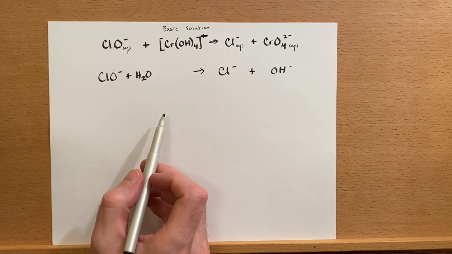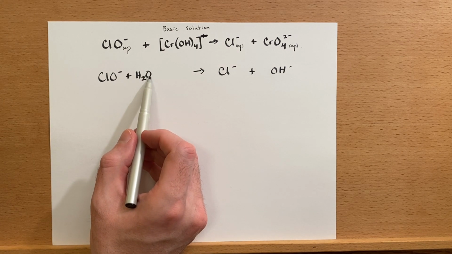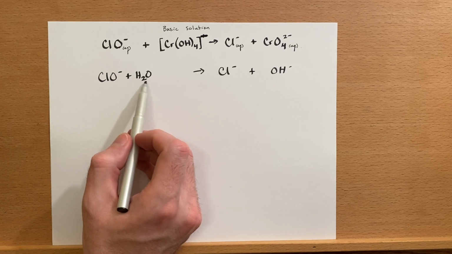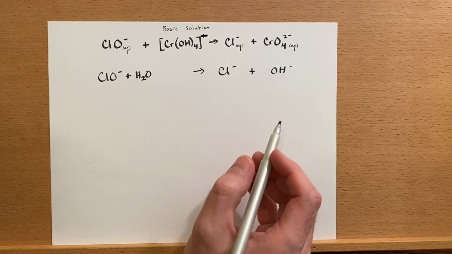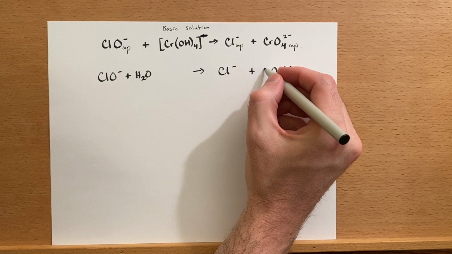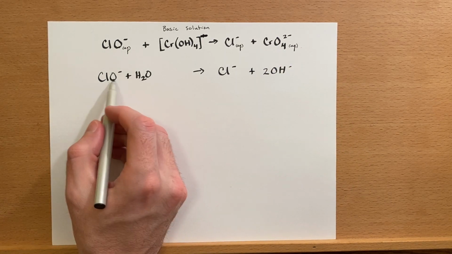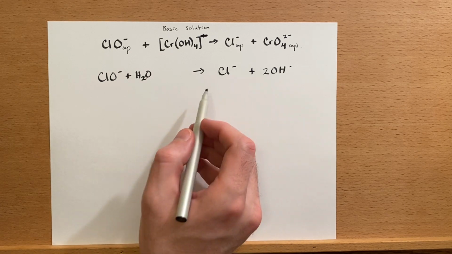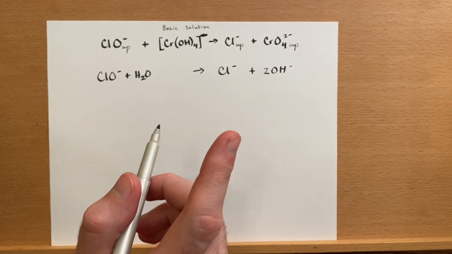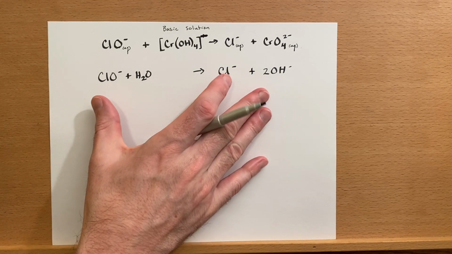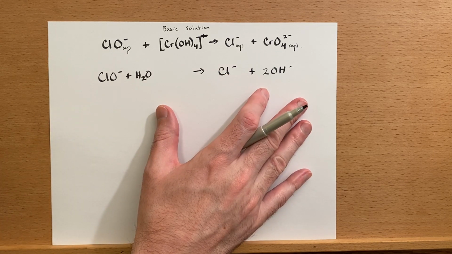Now, you might notice that now I have an extra oxygen on this side, and I have 2 hydrogens, and I only have 1 over here. I can fix that very simply by adding in a 2 here. Now, in that case, I have 2 oxygens, 2 hydrogens, 1 chlorine. I have balanced the atoms on this reaction.